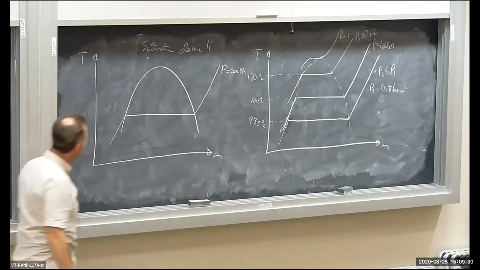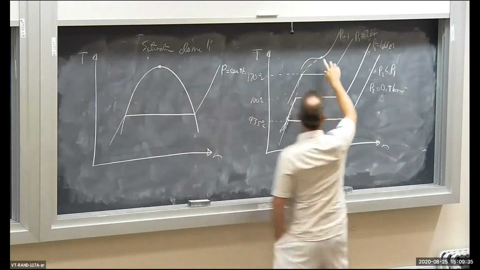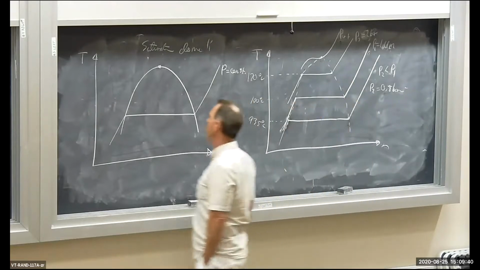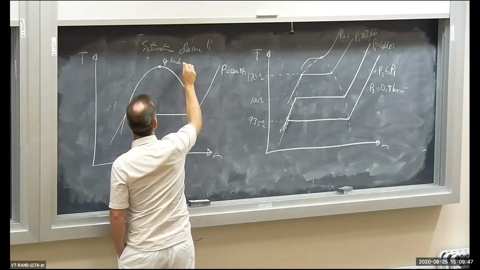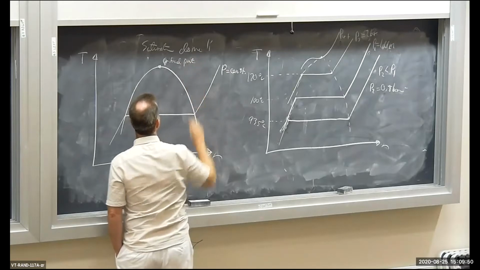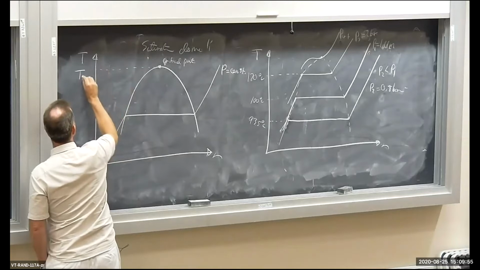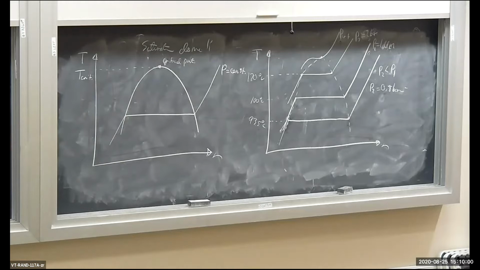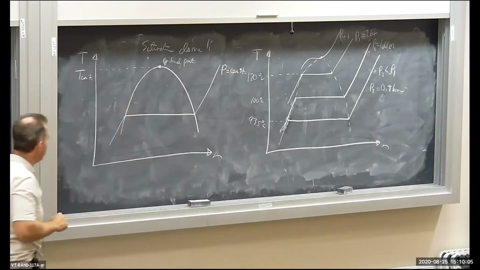Up here at the top, where the last isobar at the critical pressure went through, is called the critical point. There's a temperature here, T crit, the critical temperature. And there's an isobar that goes through there, so there's a pressure associated with that.